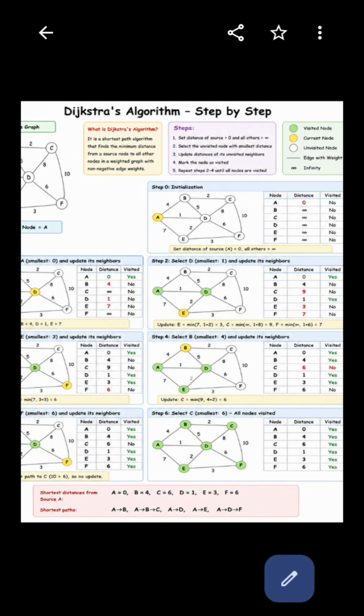So this is how we find the shortest path using Dijkstra algorithm. So hope you got a clear understanding.